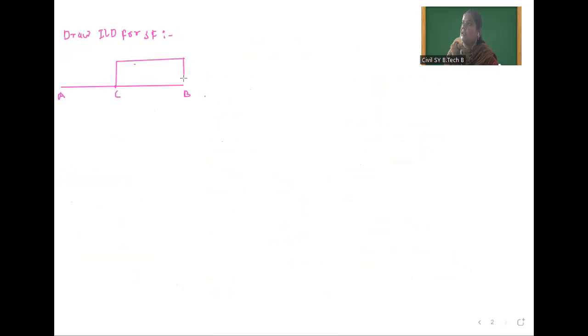So this is the ILD for shear force for the cantilever beam, and this end is fixed. So this is 0.7 L. Suppose this total distance is L. From this, L minus Z, that is 1 minus 0.7, which is equal to 0.3 L. And this value is 1. This value is also 1. This is the ILD for shear force at Z.